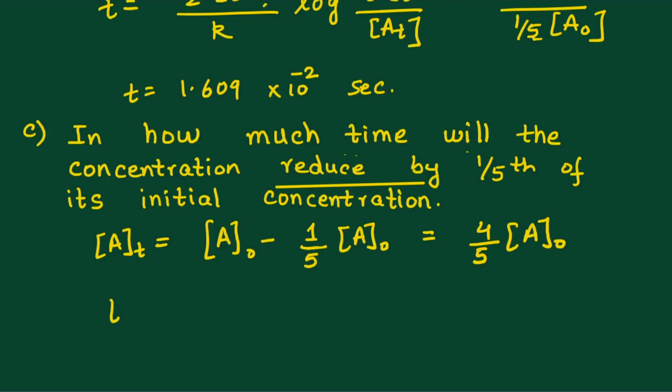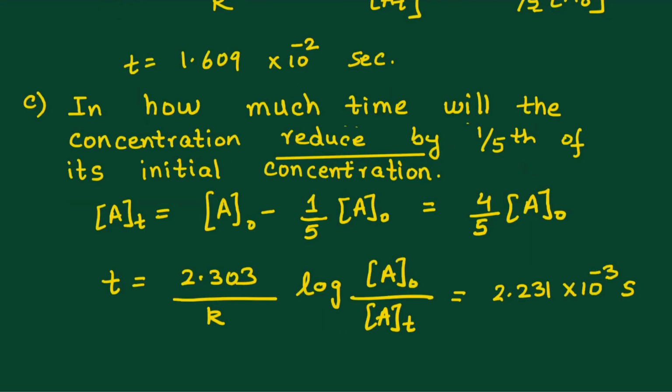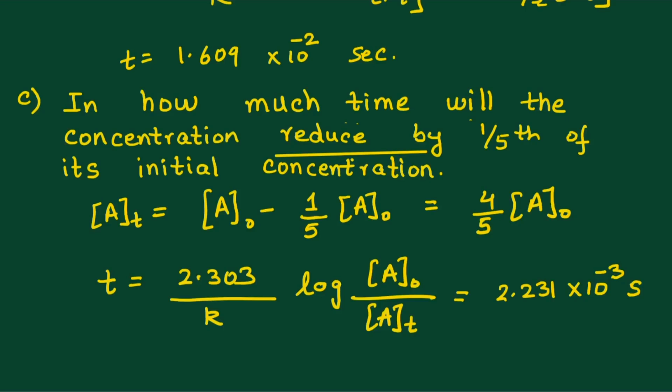Again, what do you have to do? You just have to substitute the values because it's a first order reaction. 2.303 upon K log of A naught upon At, that is concentration after time t. Substitute the values and give me the answer. 2.231 into 10 to the power minus 3 seconds, right? Don't forget the unit. Got it?